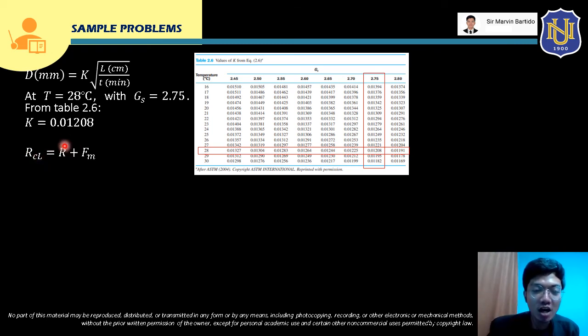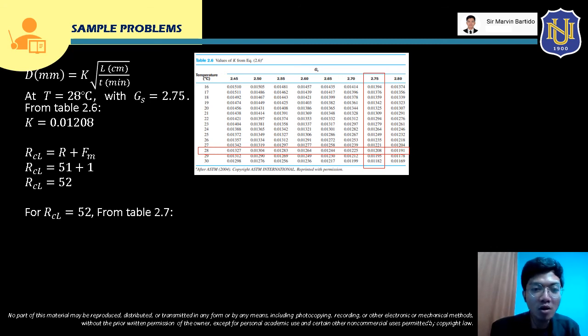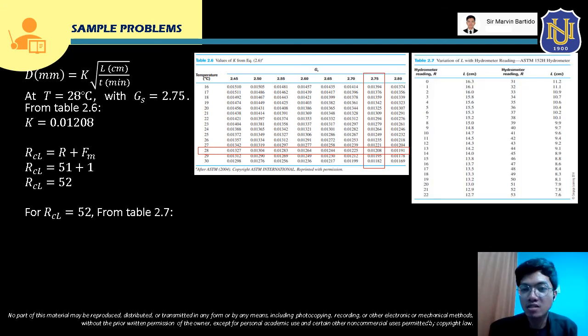Okay, now for L, so kailangan natin class yung corrected reading natin dito or yung R sub CL. So ito class ay R plus F sub M. So yung F sub M given naman siya. So that is 1. So 51 yung reading and then F sub M is 1. So this will be 52. So from table 5.7, so yung 52 na reading, yung corresponding L niya class ay 7.8 cm. So, yun yung gagamitin natin na L dun sa formula.